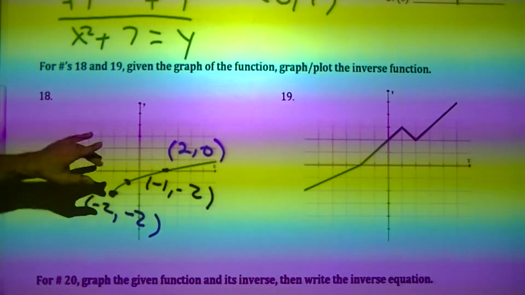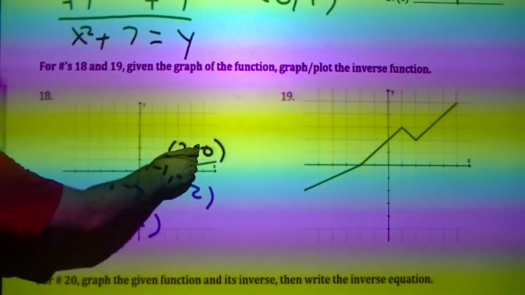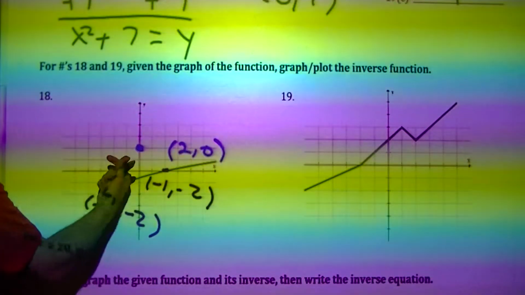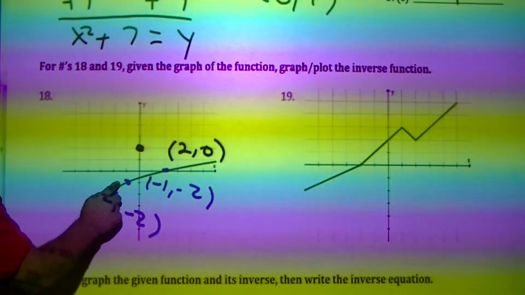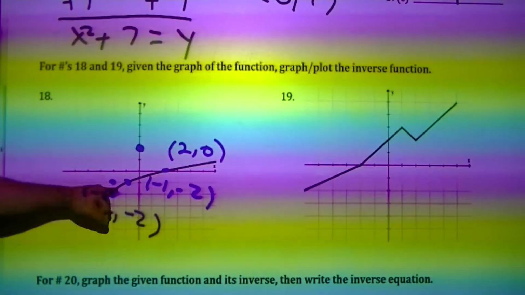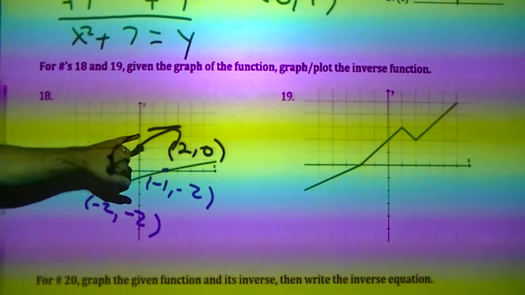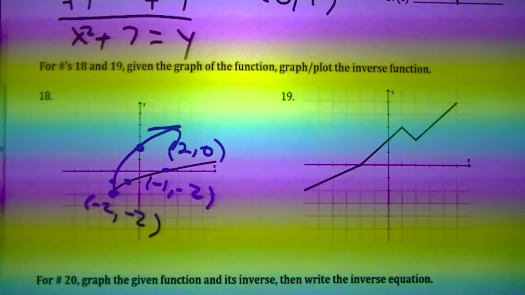Now, to find the inverse, all you need to do is flip those. So that's now going to be 0, 2. Okay, that's going to be negative 2, negative 1, and that's still going to be negative 2, negative 2, so my graph goes like this. So all you got to do is plot those points, flip it around, okay?